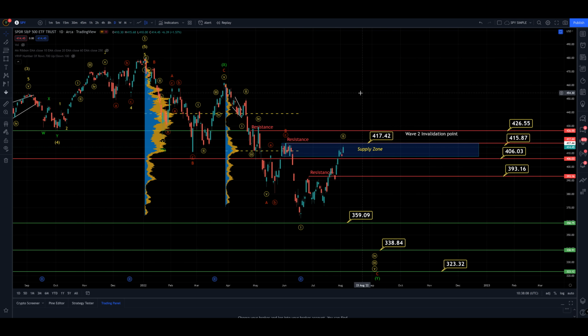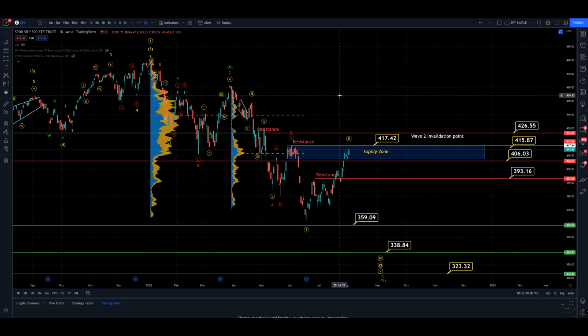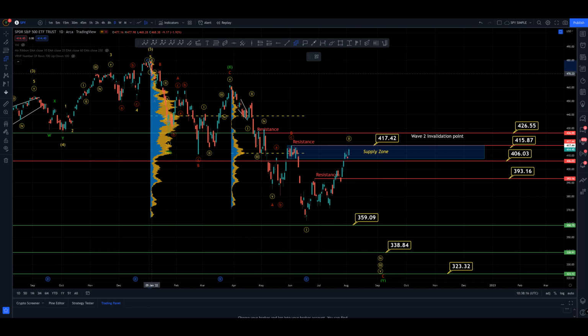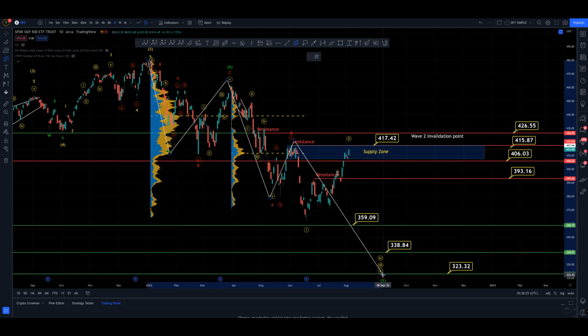Okay, so here we are on the SPY on the day time frame. The bearish count is that we had 3 waves into a W, 3 waves into an X, and then we were looking at a much larger ABC structure for the Y.